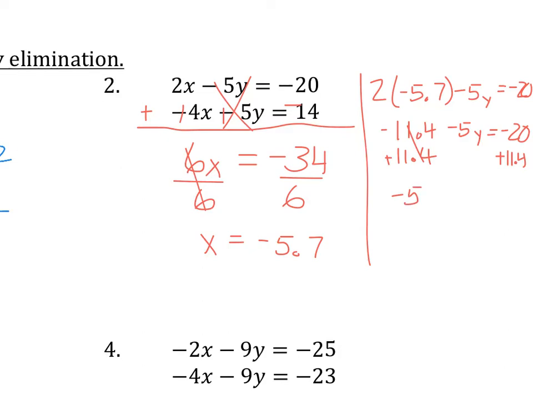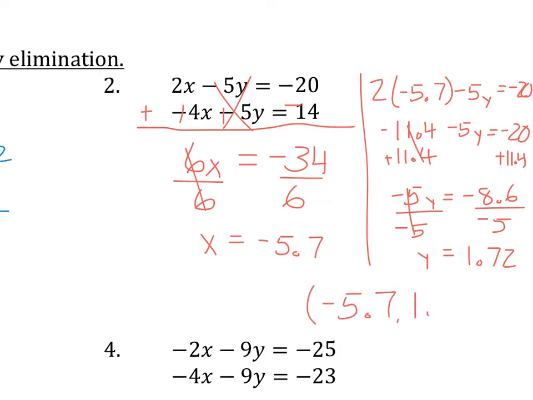So I have negative 5y equals, would that be negative 8.6? Divide by negative 5. And y equals 1.72. So then put them together as an ordered pair. And there's your final answer. Okay.